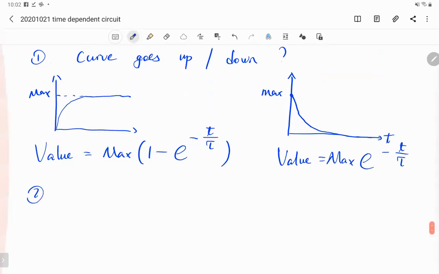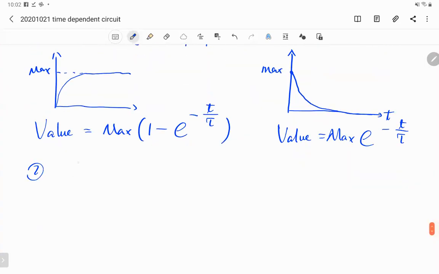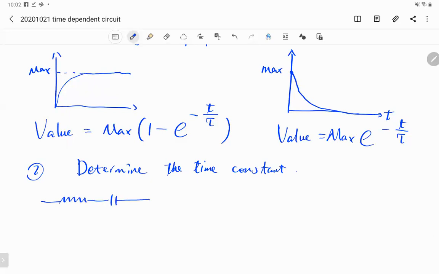Second step, time constant. If we have a resistor connected with a capacitor, then the time constant is R times C. If we have a resistor connected with an inductor, then the time constant is inductance over resistance.